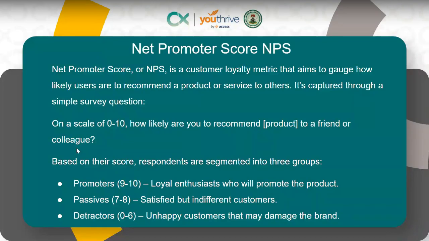Passives are satisfied but indifferent. Satisfied means the product is working, but they're not geared up to tell anybody about it. All right. So 0 to 6 are detractors, unhappy customers that may damage the brand. If someone gives you a 6 on a scale of 1 to 10, that is not good, and 5 is bad. Until you are getting 8s and 9s, you know that your product is not yet doing what it ought to do. When you get them, people are satisfied with your product.